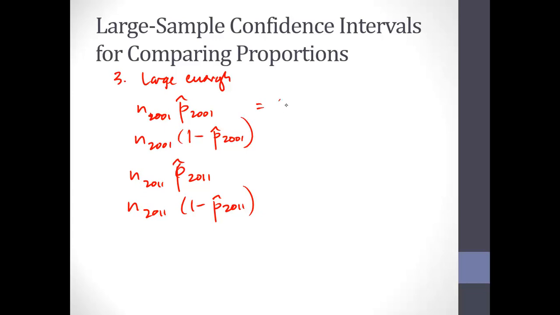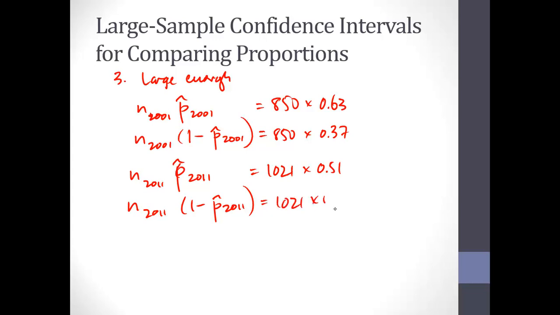And so here we had 850 times 0.63, 850 times 0.37, 1021 times 0.51, and 1021 times 0.49. I'm going to skip writing out exactly what those are. I'll let you punch those into your calculator, but you can easily see that each one of those is bigger than 10. So we're good to go with the large enough condition as well.